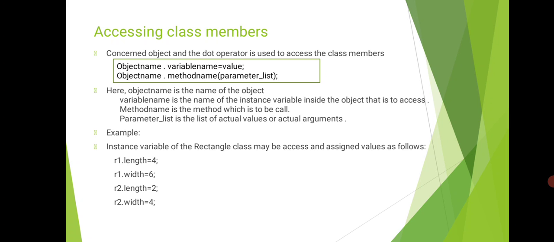Similarly, we have methods inside a class. That method can be accessed using an object name and dot operator: object name, dot operator, method name with their argument list, that is the parameter list. If it has parameters, you should mention them there, in the calling statement. So when you are calling the particular method you should use the object name and dot operator. Okay, here object name is the name of the object.